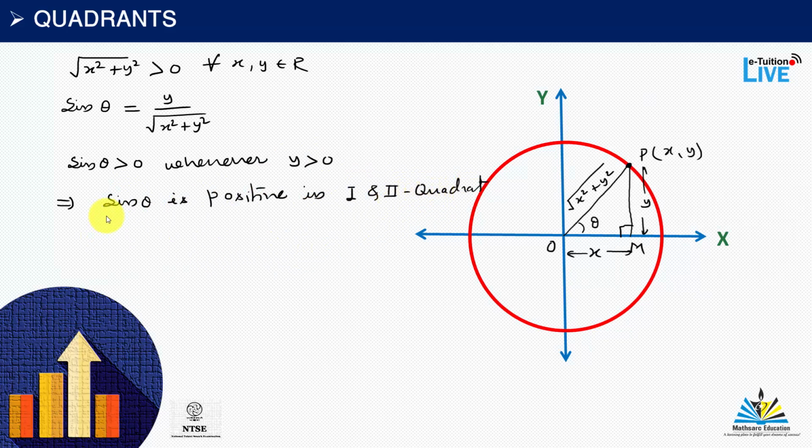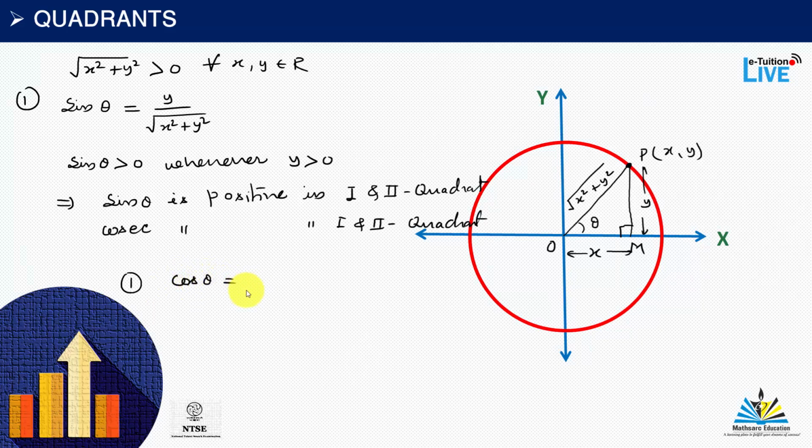In the same way, the reciprocal of this, cosec theta, will also be positive in first and second quadrant. This is the first one. Let's take another case, cos theta.